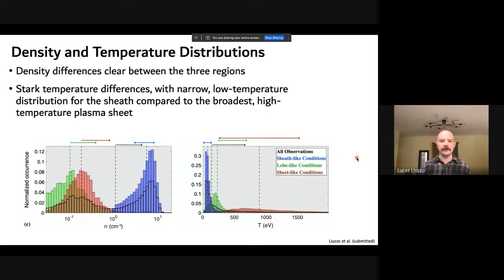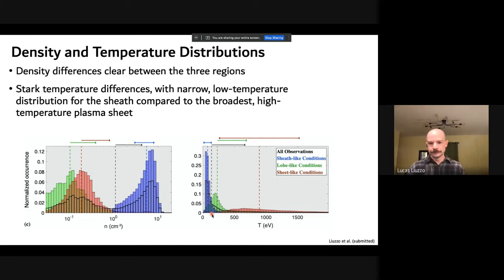If we look at the density and temperature, again, we see the magnetosheath is associated with these really high density flows. On the other hand, we have extremely low density magnetotail lobes and a slightly higher density plasma sheet. And for the temperature, you see the plasma sheet temperature is really spread out as this really broad distribution, especially compared to the lobes or the magnetosheath plasma.